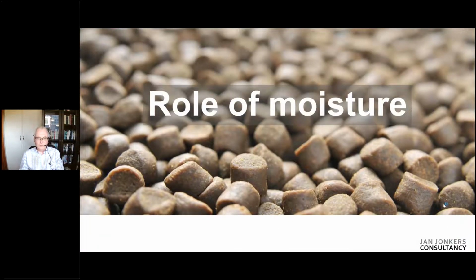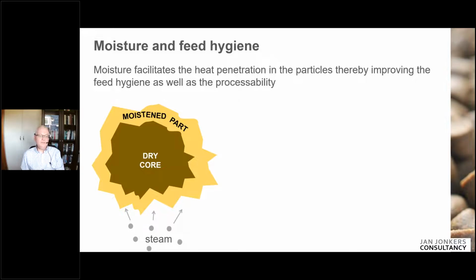Then we get to the last section of this presentation, the role of moisture. So here on this picture, you see a particle with a very big dry core. There is a small moistened part surrounding the particle. And then if we add steam, then this will mainly cook the moistened part. So the starch in this part will be cooked, and it's much more difficult to cook the dry core because it's not moistened. So how can we improve this situation?